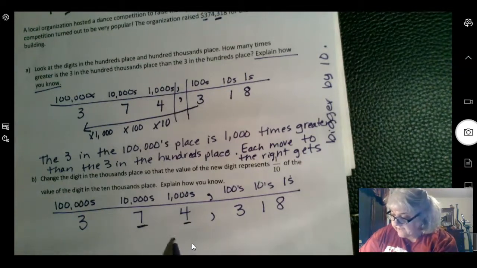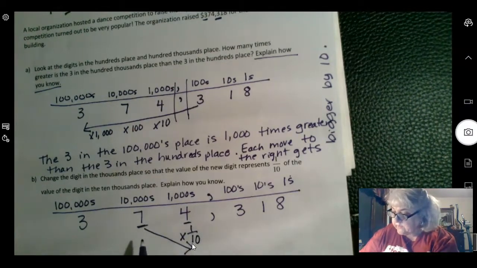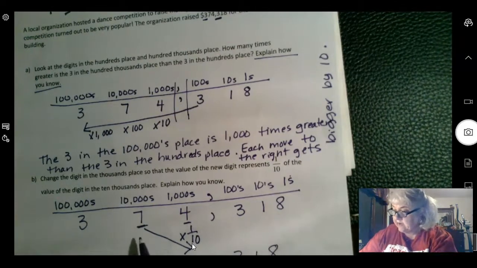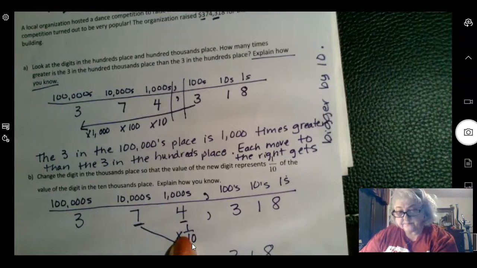So, if I am going in this direction, I am getting smaller by 1/10. So if I'm moving this to be 1/10 smaller, I would put my 7 here, the 3, and this 7 stays the same, comma, and 318. And now I've changed this digit to be 1/10 the size of this digit because I moved over one space.